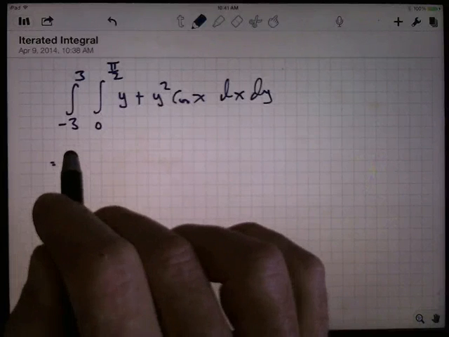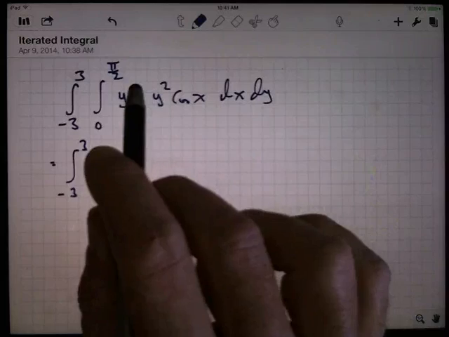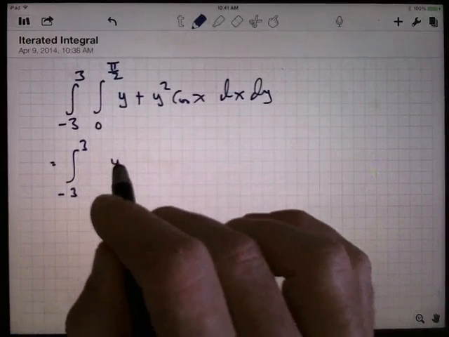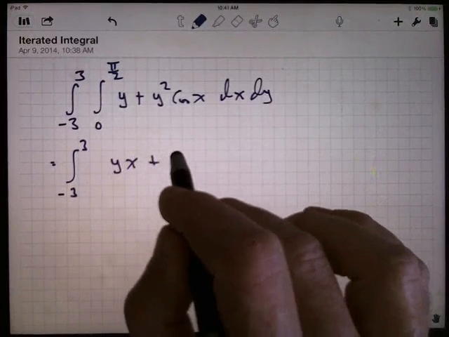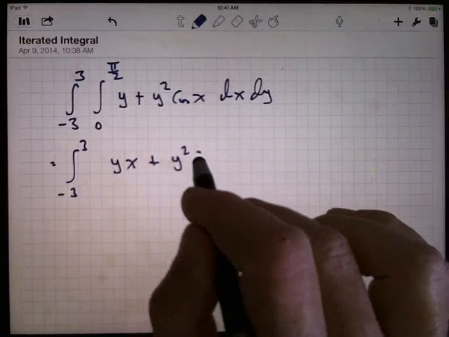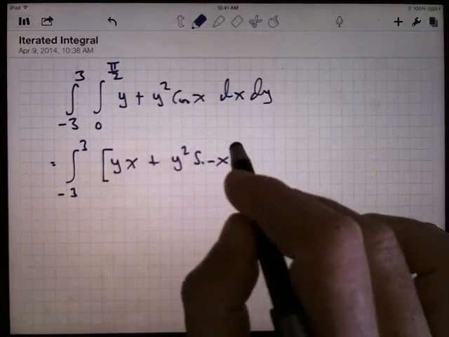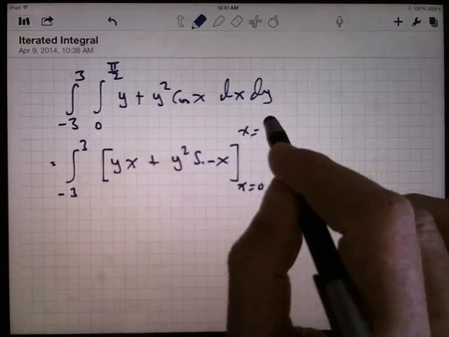So this is equal to the integral from -3 to 3. I'm going to find an antiderivative with respect to x here. Well, the antiderivative of a constant with respect to x is just that constant times x. And then that y squared comes along for the ride, and the antiderivative of cosine x is sine x, right? So I'm evaluating this stuff now for x between 0 and pi over 2.